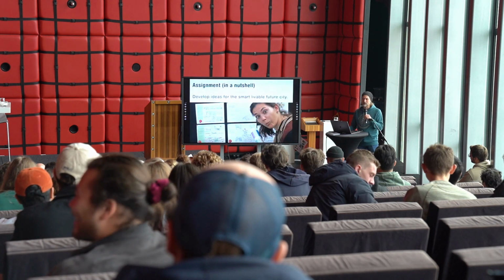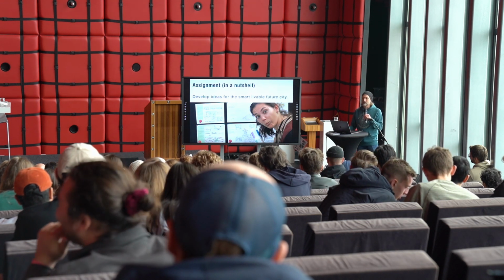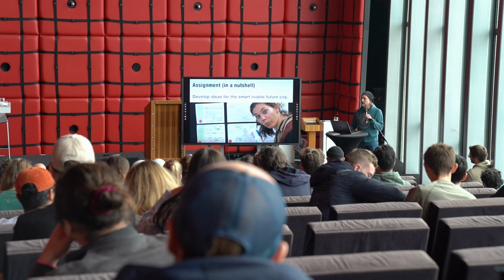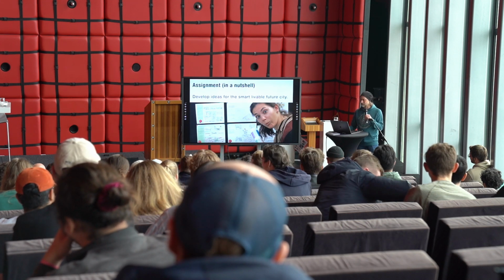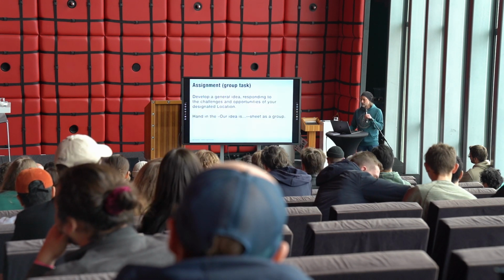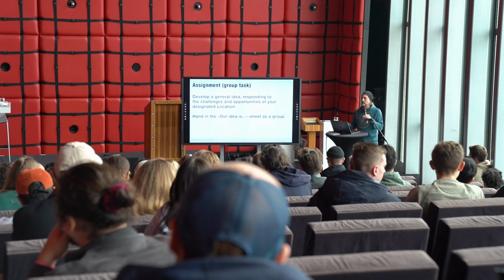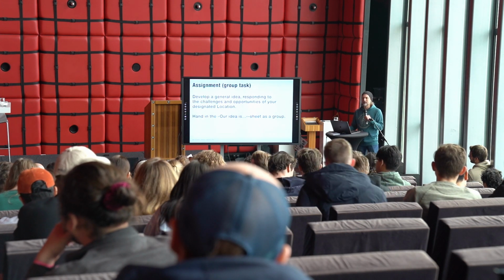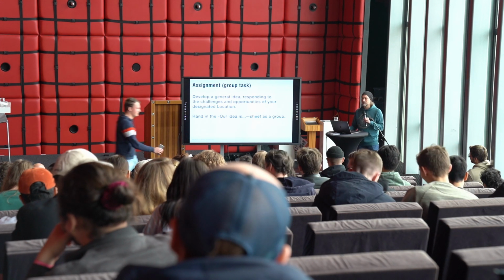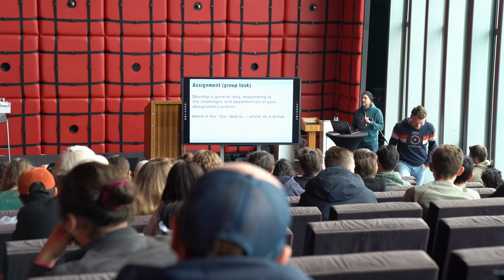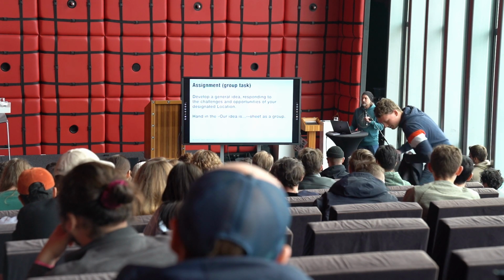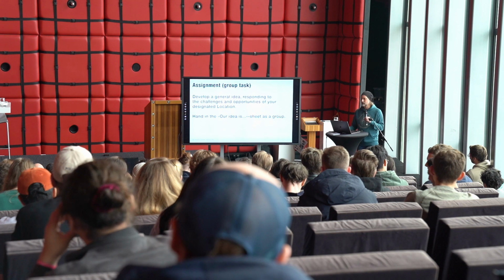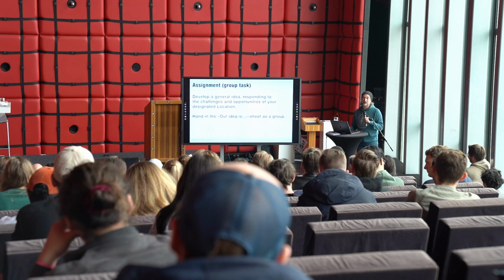So the assignment, in a nutshell, you already know that. You do have to develop ideas for the smart, livable future city according to your designated locations. You will do this in groups. You are all already assigned to groups of 5 or 6 people. Together, you develop a general idea that addresses a problem, a challenge, or an opportunity at your designated location. As a group, you will design an idea sheet called Our Idea Is, and turn it in.